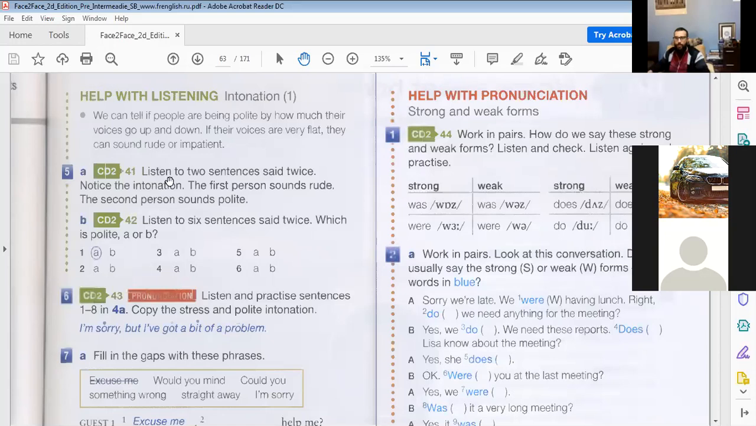Now, in number five, I want you to listen to two sentences. And each sentence will be repeated twice, okay? The first person will sound rude, and the second person will sound polite. So here I just want you to listen, that's all. Just listen to the difference, how the first person sounds rude and how the second person sounds polite. This is the idea. So let's listen to the sentences, these two sentences.